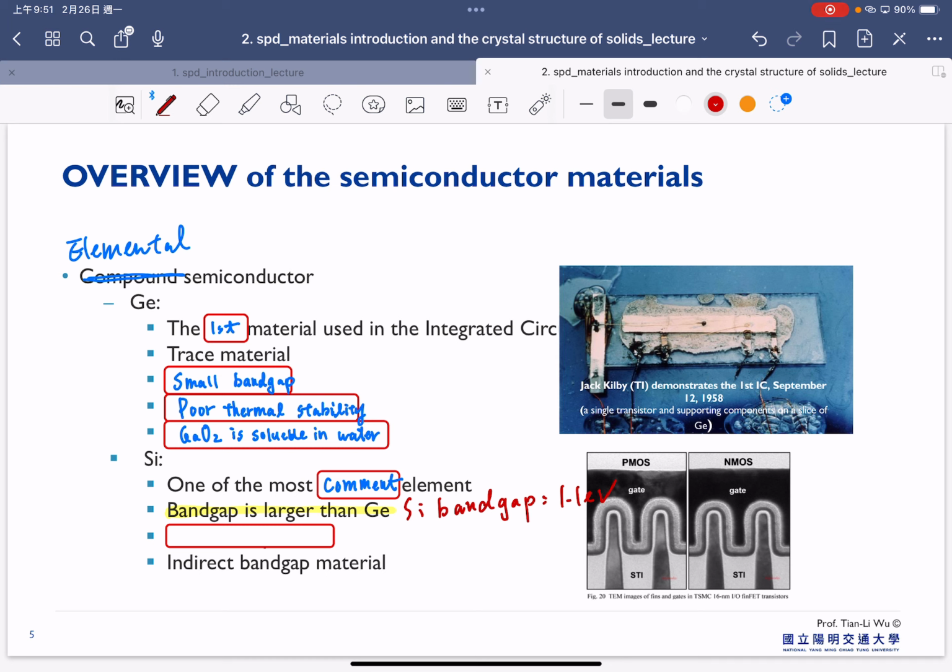So if we have a band gap larger than silicon, that's what we call the wide band gap. If we have a band gap smaller than silicon, we call this a smaller band gap material. So the number for the silicon band gap is very important. And then the next one is silicon dioxide is very stable.